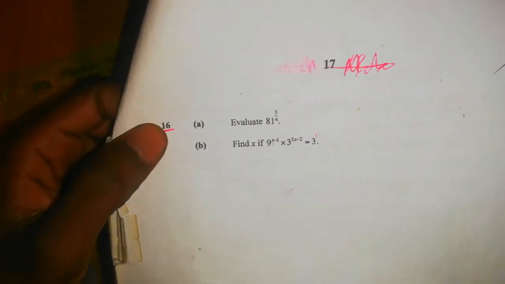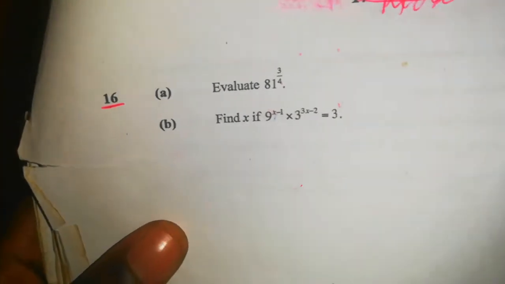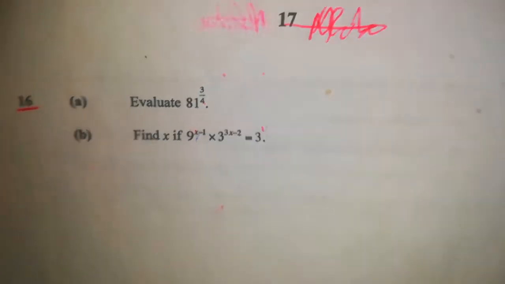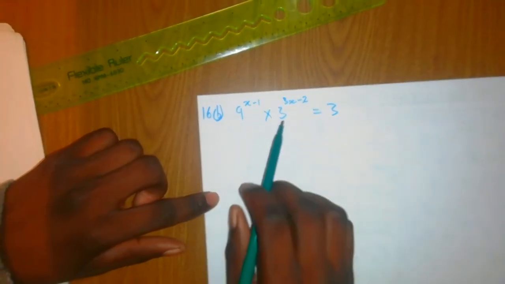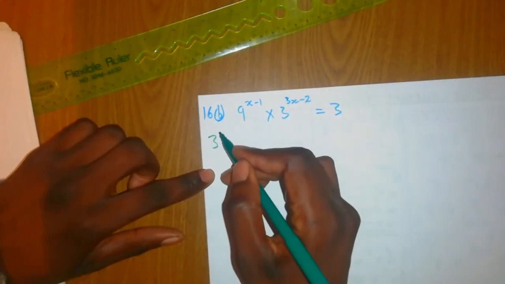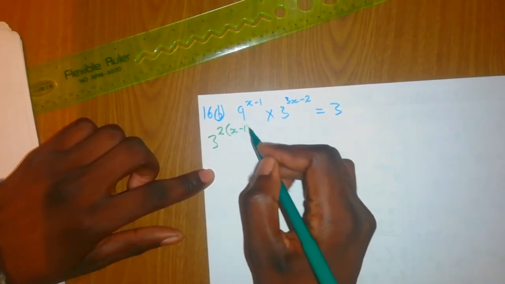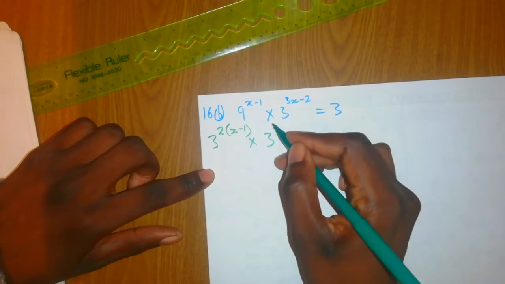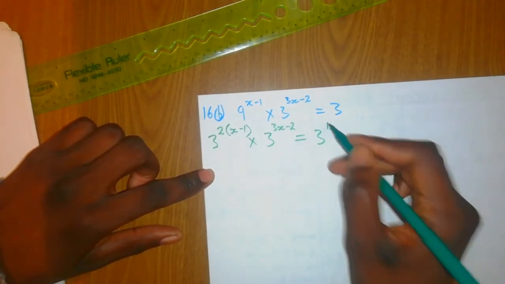That is number 16b. There is our miscellaneous equation. Find x if. There is our question. Let's try to do that question. I've copied it below. So we have to first convert everything to the base of 3. This 9 is going to be 3 to the power of 2. Then bracket, just because there were other terms there, times 3 to the power of 3x minus 2 is equal to 3 to the power of 1.